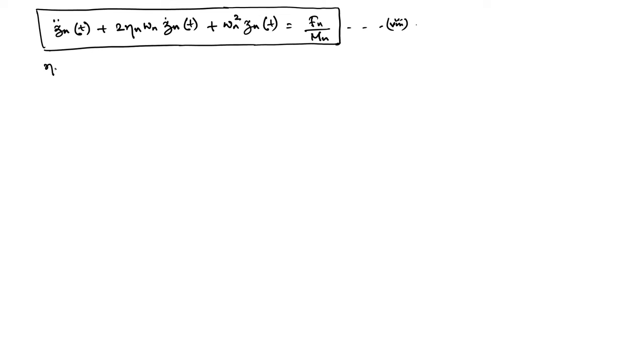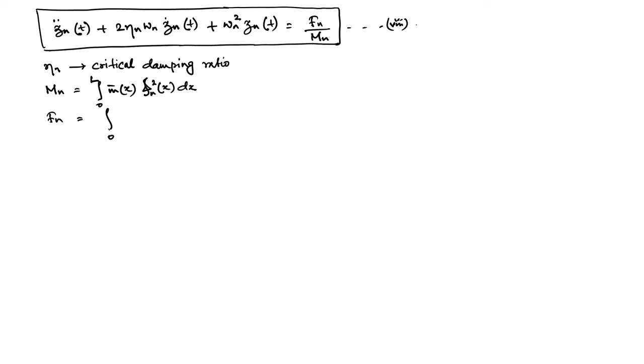Now, eta n is the critical damping ratio, and we already know the expression for Mn is equal to the integral from 0 to L of m bar(x) phi n square(x) dx, and Fn is equal to the integral from 0 to L of f(x, t) phi n(x) dx.